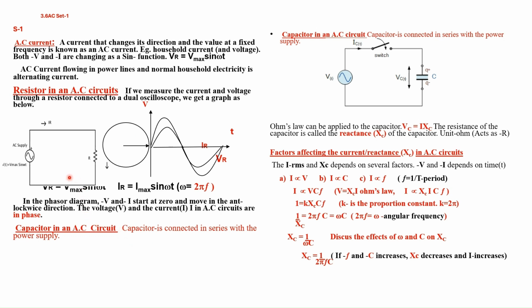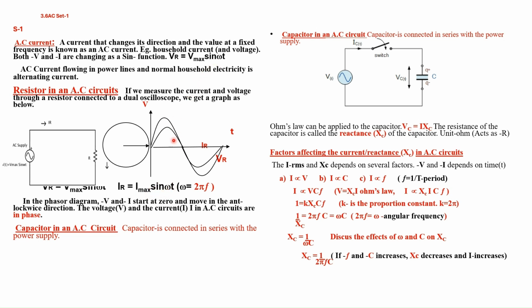So we have the graphs. We just discussed VR equals V maximum sine omega t. We can write the same thing for IR. That means the current through the resistor equals I maximum sine omega t. That part is the same.